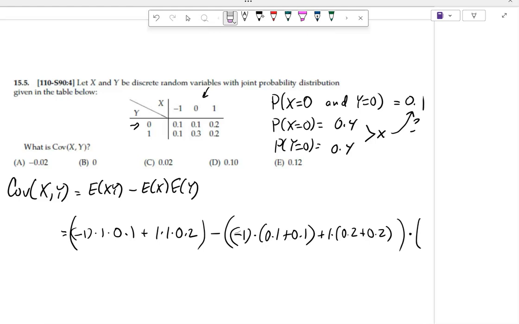Which row matters for that one? The second one, right? Because all of these will be 0, won't they? Those will all go away. The only y value we have is 1. That matters. What are we going to multiply the 1 by? Good.